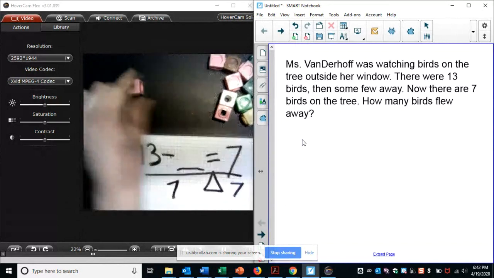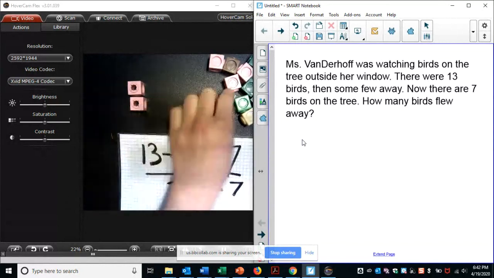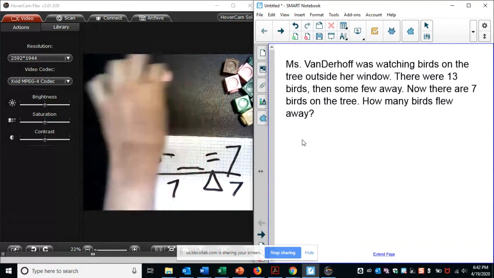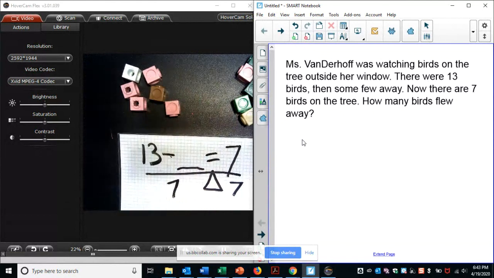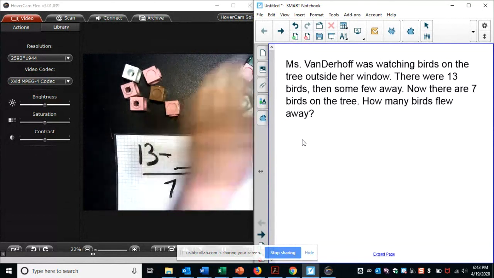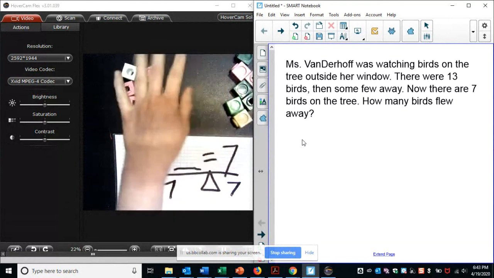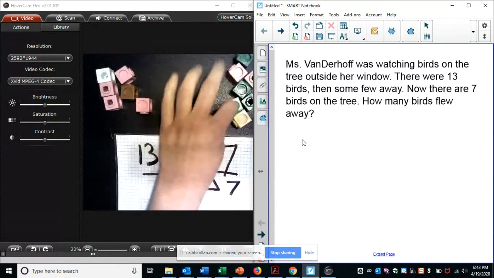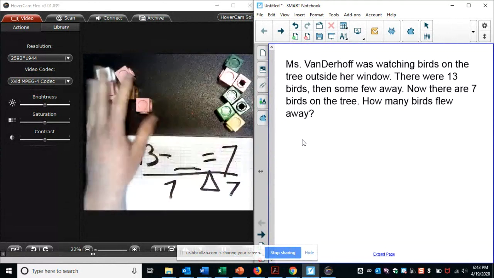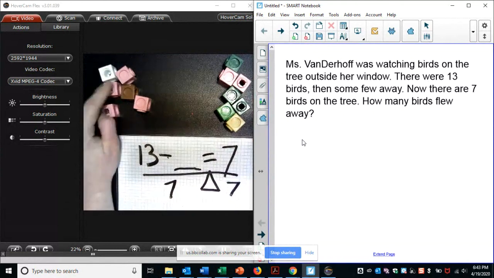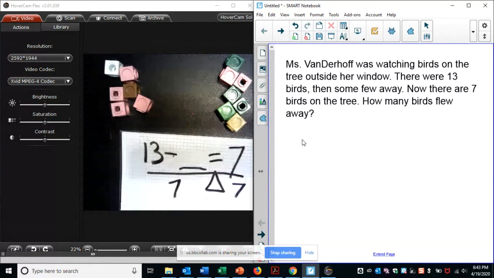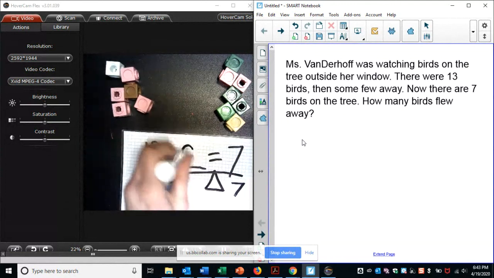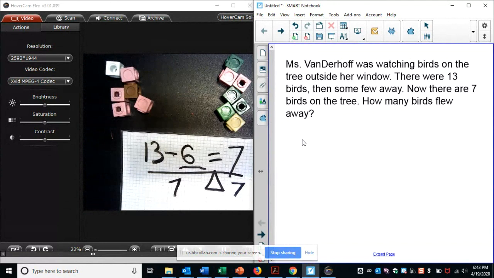Now we have 12, 11, 10, 9, 8, 7. Now stop. I just got to 7. So that means I should have 7 over here on the tree, and these are the birds that flew away. So 1, 2, 3, 4, 5, 6, 7 left on the tree. Now let's find out how many we took away. 1, 2, 3, 4, 5, 6. So it looks like 6 flew away. 13 minus 6 equals 7.